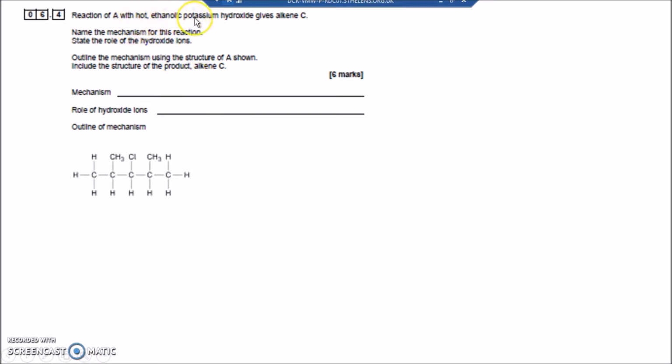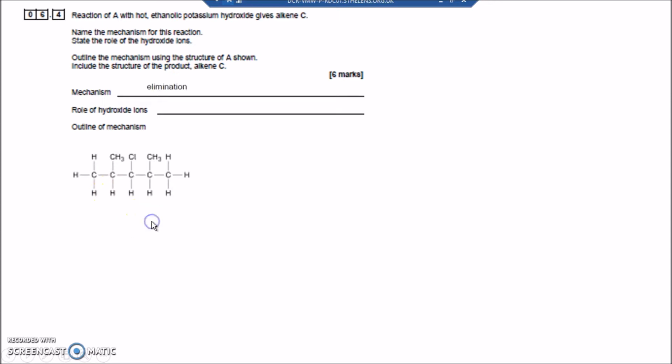With hot ethanolic potassium hydroxide, hot and ethanolic means there's ethanol present. This time you don't get nucleophilic substitution. The OH minus doesn't attack that C. What it attacks is, if you find the C with the Cl, there it is, and you go along another C. Either way, it doesn't matter in this case because it's completely symmetrical. You go along another C from the C with the Cl, and you identify a hydrogen bonded to that C, which is that hydrogen there. It's that one that it attacks.